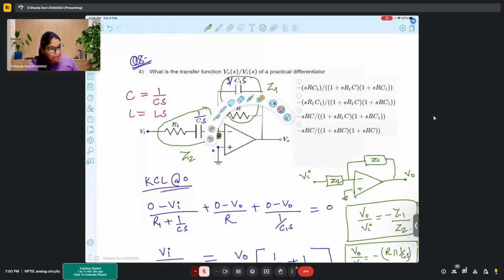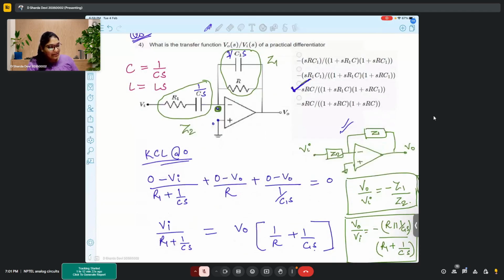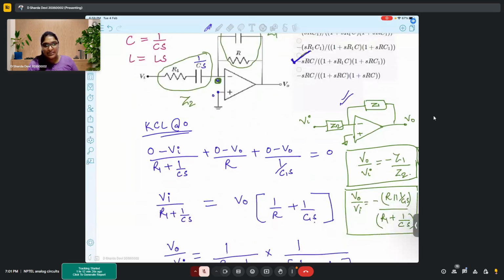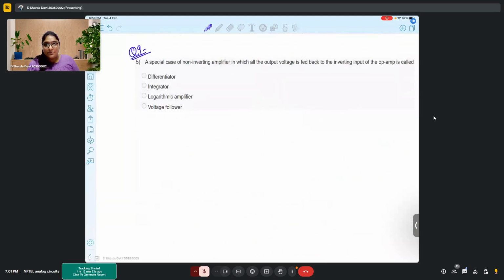Yeah, so the final answer will come out to be minus SRC upon (1 plus SR1C) times (1 plus SRC1). Yes, this is the final answer that we'll get. So by both the methods, you will get the same answer, because ideally the method is the same. It's just that it is a shortcut method, we can say. But the derivation of this formula, minus RF by R, again comes from KCL only. So both are the same. Okay. So moving on to the next problem.